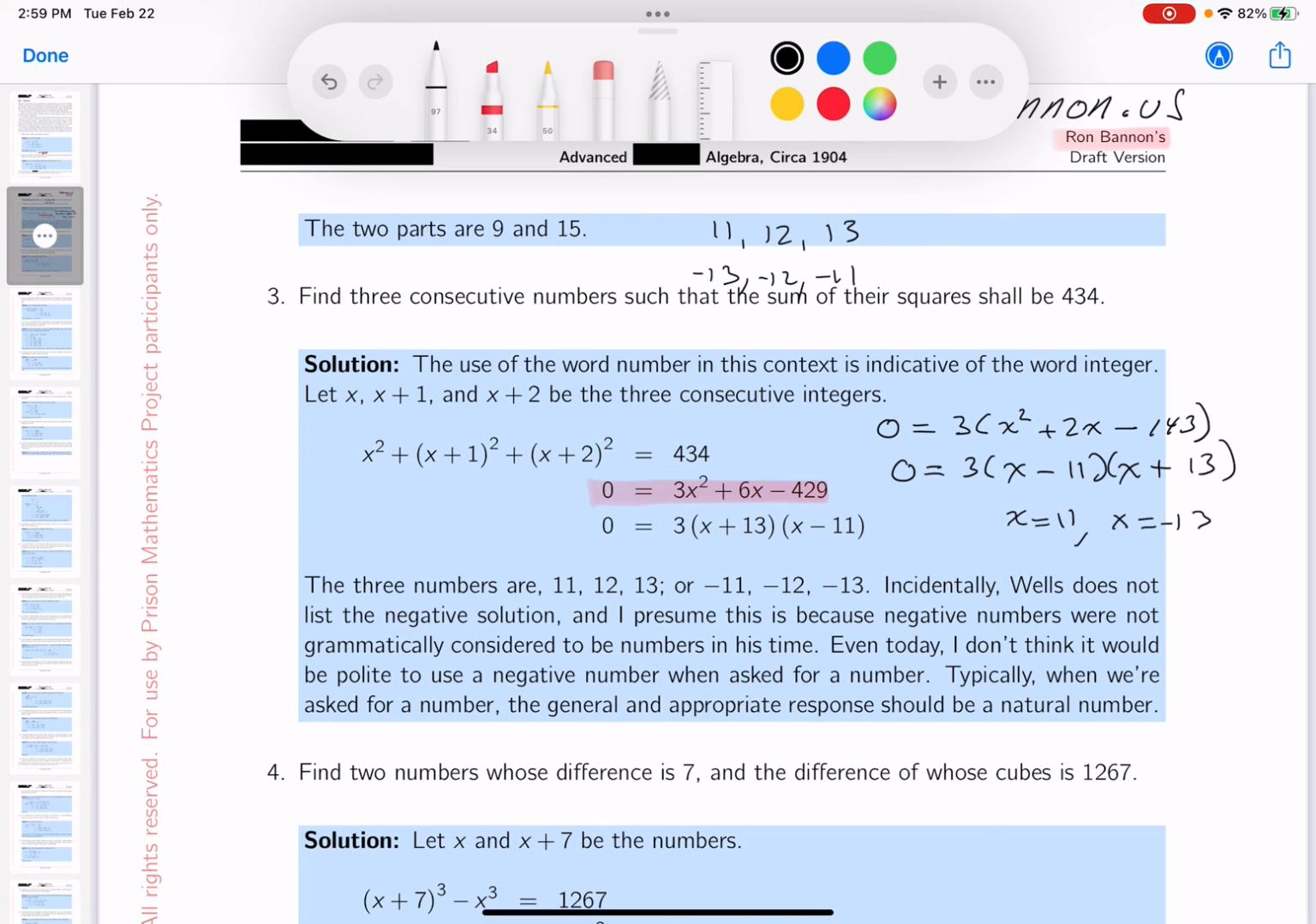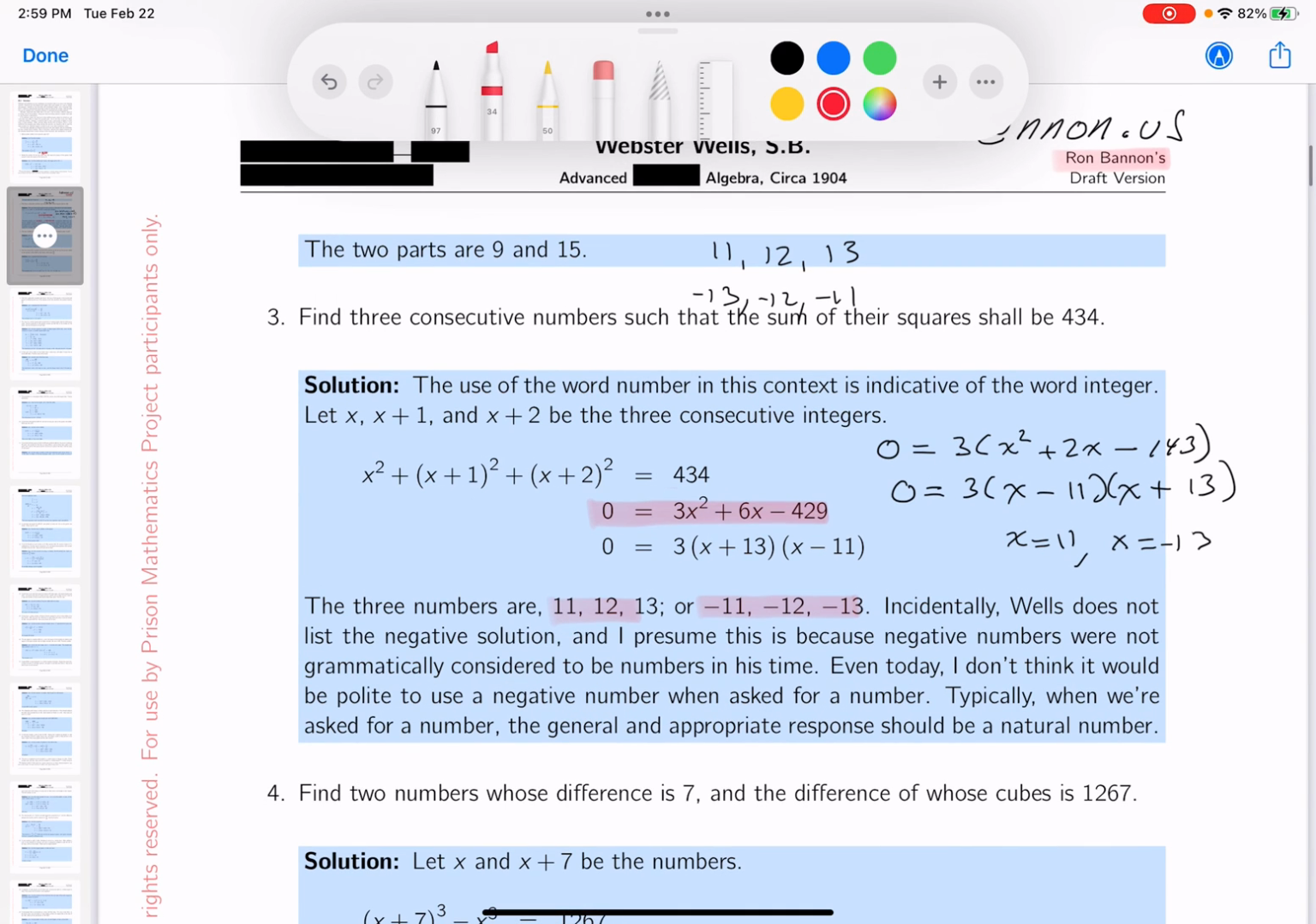However, let me read this to you. I do claim this. Incidentally, Wells does not list the negative solutions. And I presume this is because negative numbers were not grammatically considered to be numbers in this time. And again, his time goes back to 1904, right? And during that time, they weren't seeing numbers as being negative. When they said number, they meant integer. Now, granted, I think probably that wasn't a universally held belief, but that's when Wells was writing problems. That's how he'd answer it. So he'd only list 11, 12, and 13.